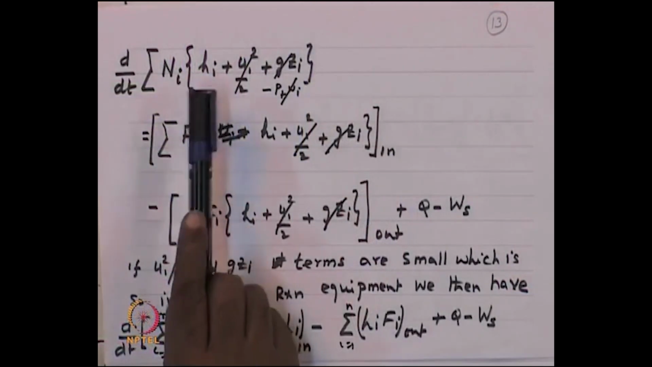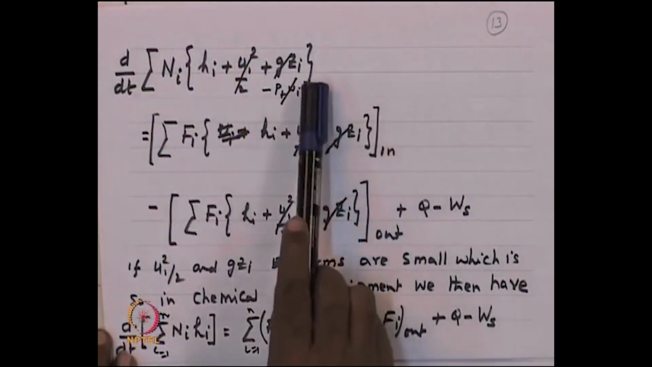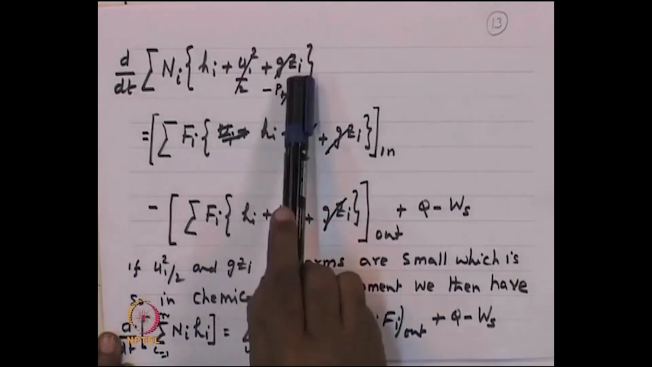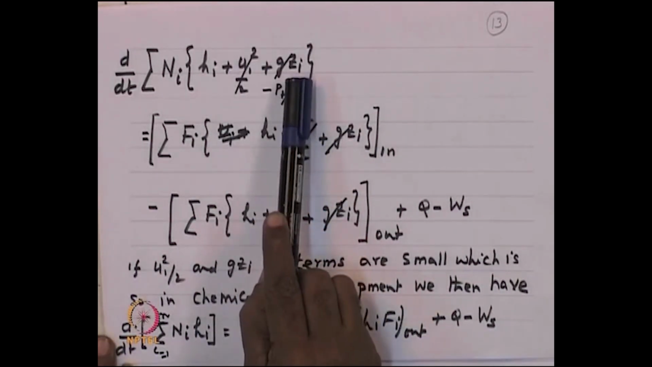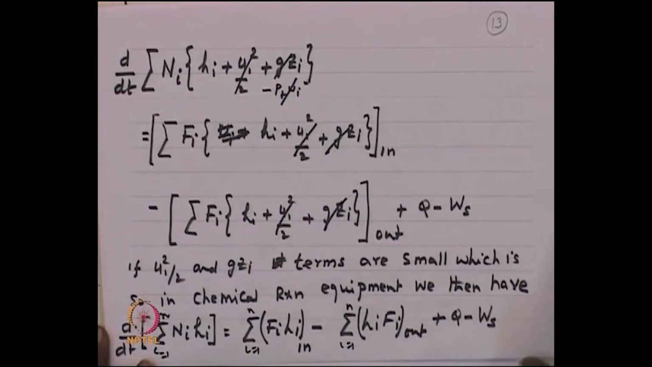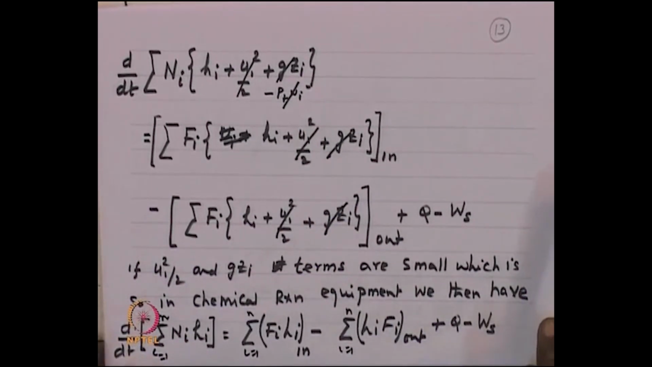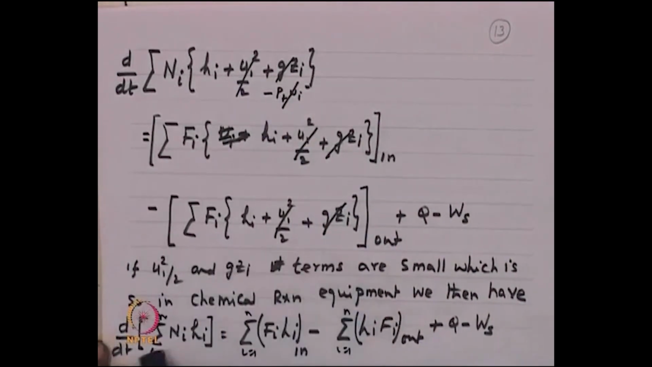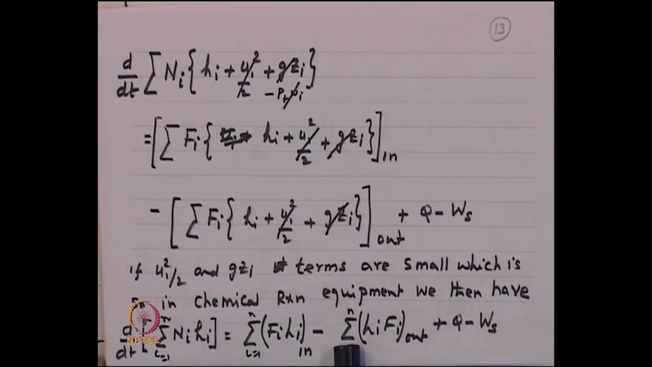When we write d/dt of N_i H_i, we are actually neglecting the effect of P_t omega_i. We are neglecting the effect of U_i squared and g z_i. So, this is important to recognize, because there could be instances where these are not negligible. So, you must recognize that these assumptions are involved in the simplified representation of the energy balance that is written here.